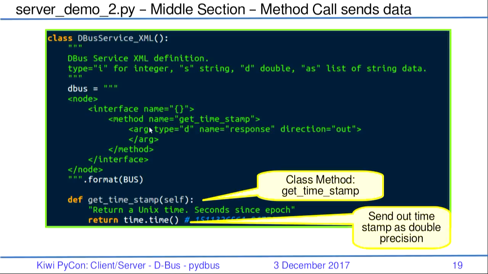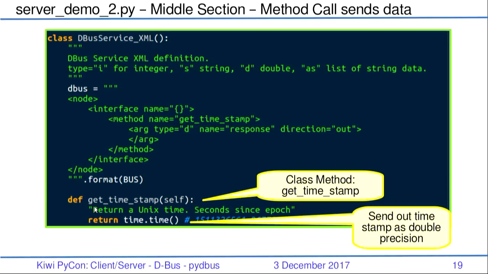Okay. Next method was to get some data from the server. So we're going to have a method name called getTimestamp. And this time we have to say that it's sending a double precision bit of data, and the direction will be out of the server to the client.